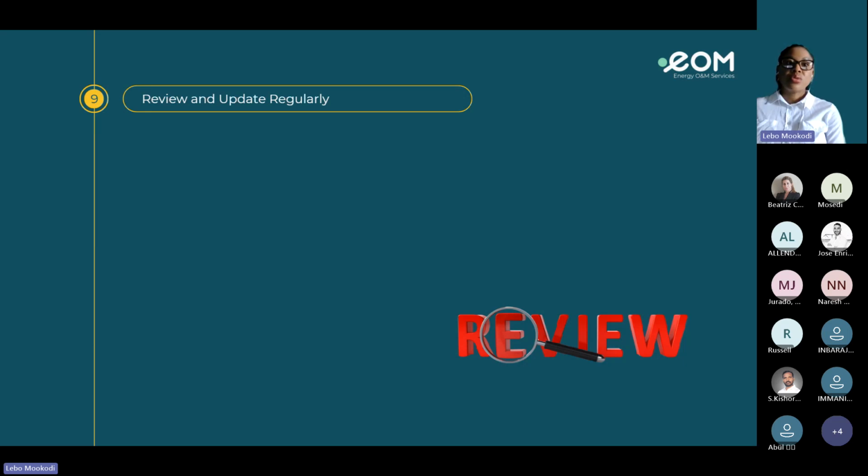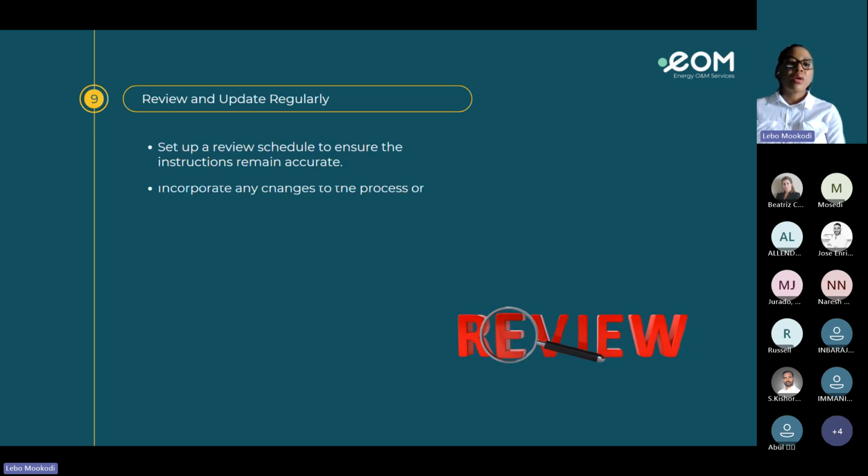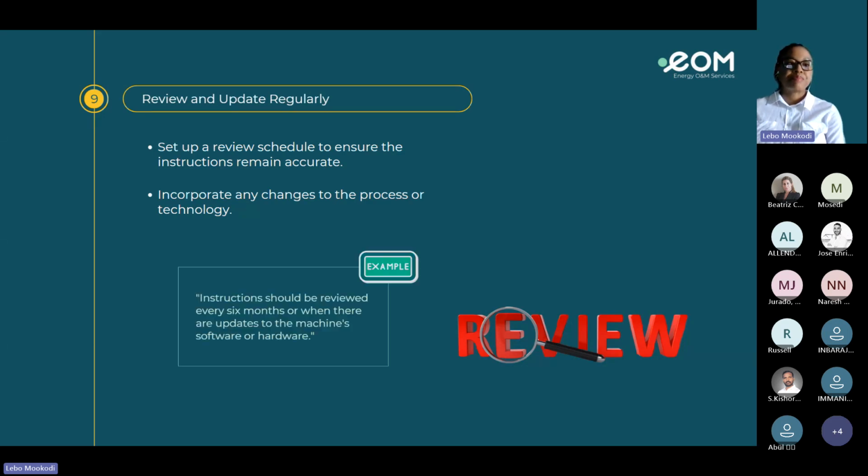Also important is to do the review and update regularly. You must set up a review schedule to ensure that the instructions remain accurate. You must incorporate the changes to the process or terminology. For example, we will review every 6 months or a year, or when there is a new change in the process or a new technology that has been incorporated.